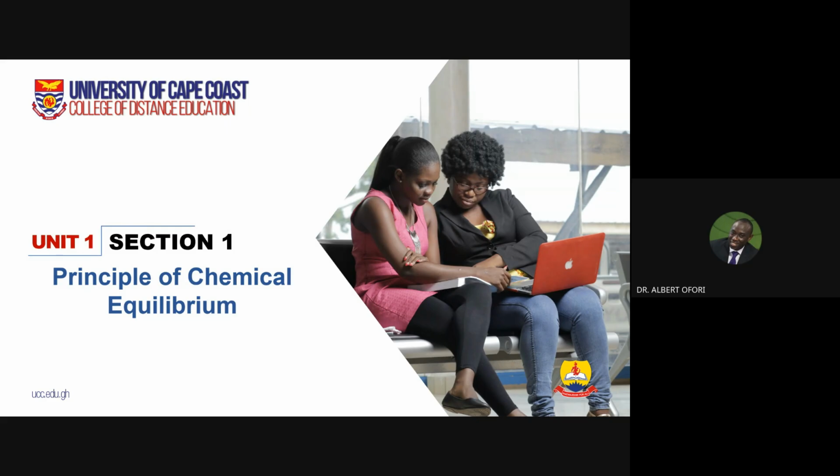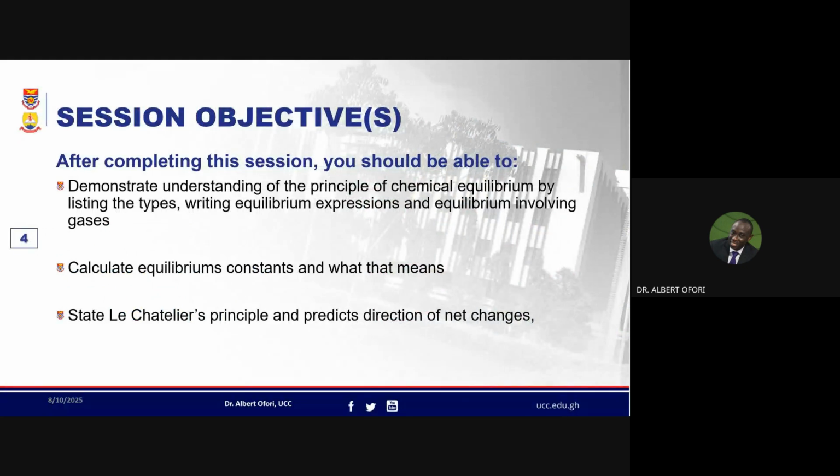So I think I've stated what we're going to be trying to do. At the end, we'll do some calculations and look at what those calculations mean. We'll try to demonstrate one or two examples there and also look at the Le Chatelier principle to predict whatever change will be happening.